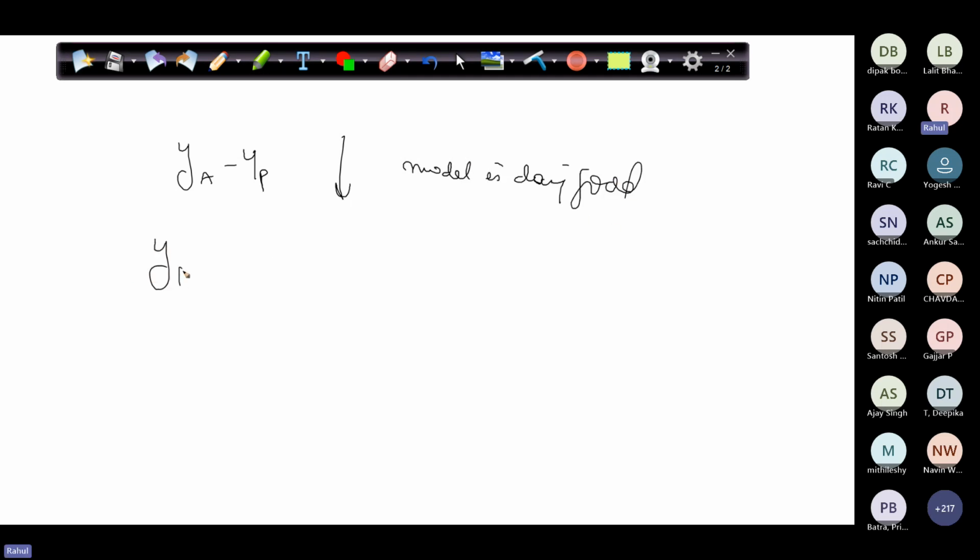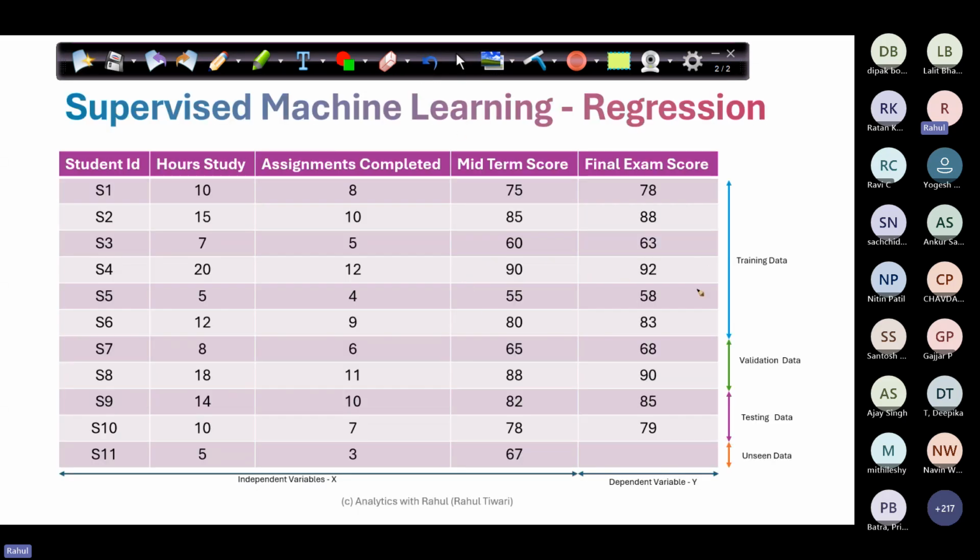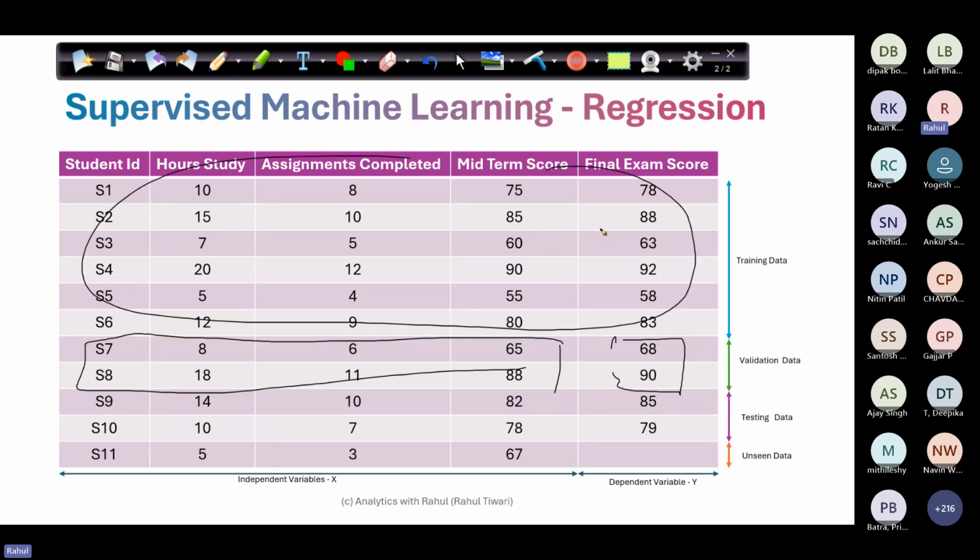But if the difference between the actual score and the predicted score is more, in that case your model is not performing well. Right? So that is the idea here also. I will use this validation data to check how the model which you have trained using this data set is responding. If the error is coming less, we are good.